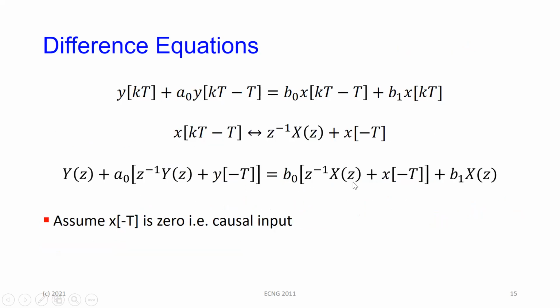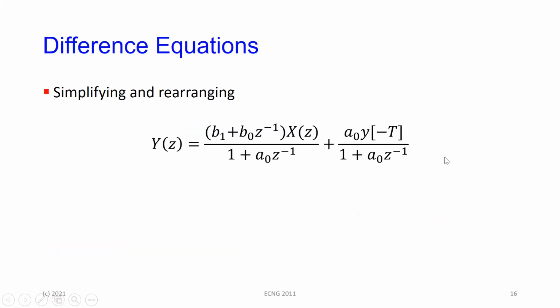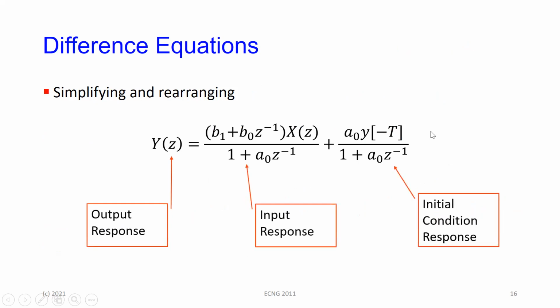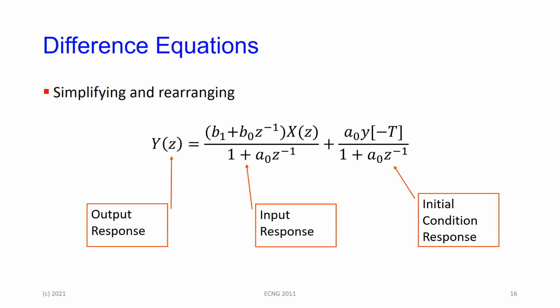So once you apply that, you could move from the difference equation to the Z transform and the transfer functions, and we have the same sort of responses that we were dealing with: the initial condition response, the input response, and the output response. So we go back to where we are at.